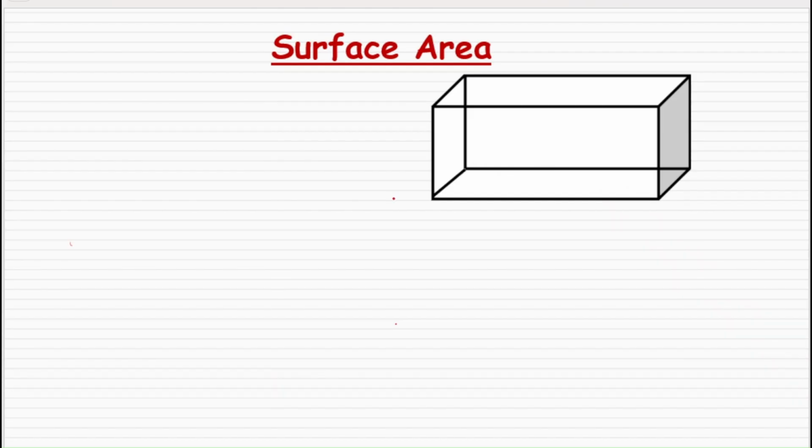What is the surface area? The surface area is the total area of all the six faces of this rectangular prism. First of all, the rectangular prism has six faces and three dimensions. The longer one is often denoted by the length. This one is the width and this one is the height.